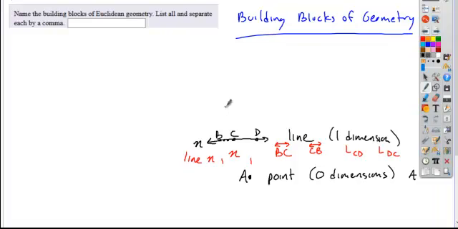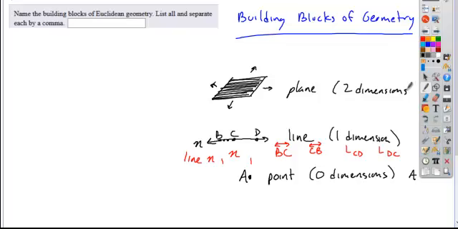If you take an infinite number of lines and stack them in a flat arrangement, that creates the next element, which is a plane. A plane is generally represented by a parallelogram, but it doesn't have edges. The plane actually extends infinitely. Again, these are all lines, so the ends are infinite. Planes extend and create 2 dimensions, length and width.